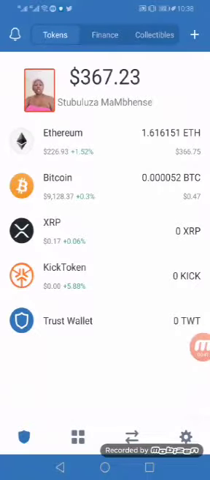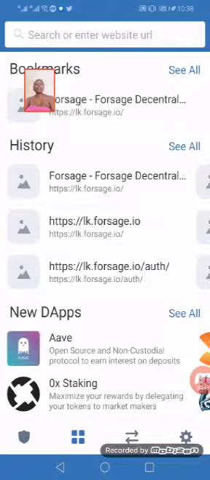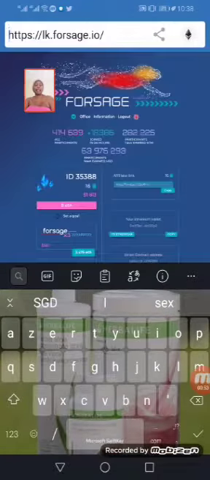Okay, so basically what you need to do is go to the 4 lines below on your Trust Wallet. Once you've gone on the 4 lines, you put the link of the person who wants you to join on top there, and click the link, enter.